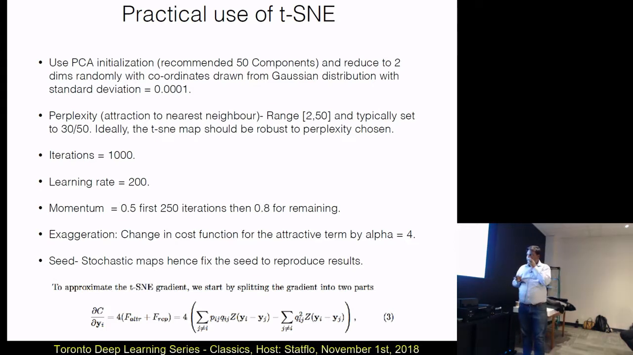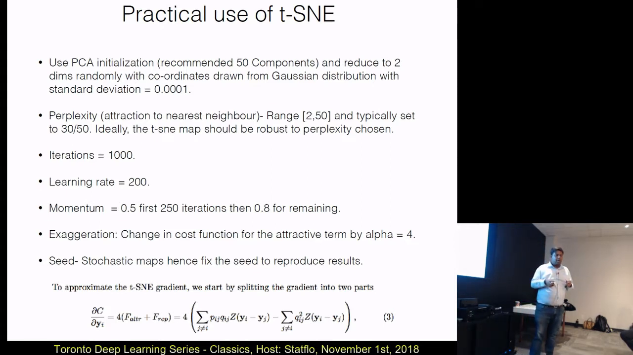This exaggeration thing is in the very recent papers, where they essentially exaggerate the alpha value for a certain amount of time. The first paper said something like three steps: early exaggeration, then no exaggeration, then late exaggeration. And this last paper essentially says to just do early exaggeration and then stop doing it. So that's basically what I put in here.